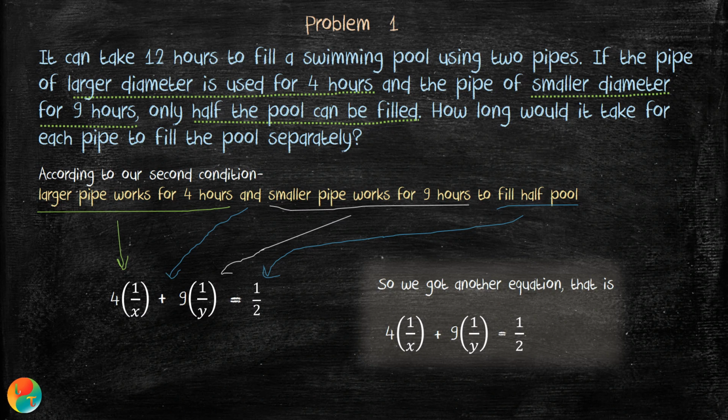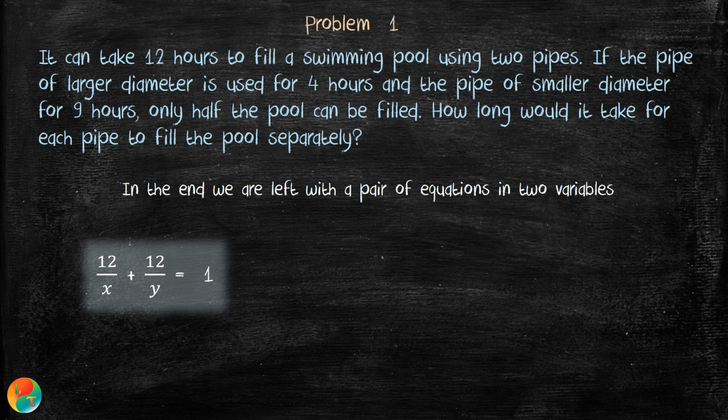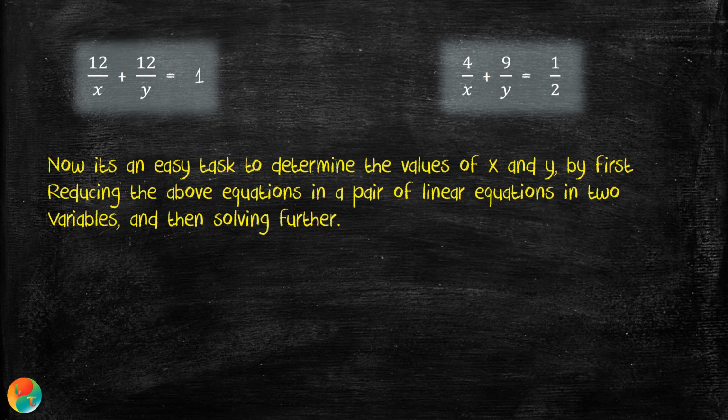So we got another equation, that is 4 into 1 upon x plus 9 into 1 upon y is equal to 1 upon 2. In the end, we are left with a pair of equations in two variables. 12 upon x plus 12 upon y is equal to 1, and 4 upon x plus 9 upon y is equal to 1 by 2. Now it is an easy task to determine the values of x and y by first reducing the above equations in pair of linear equations in two variables, since these equations are in two variables but not in the linear form, and then solving further.